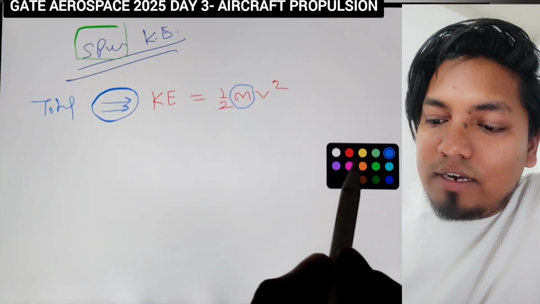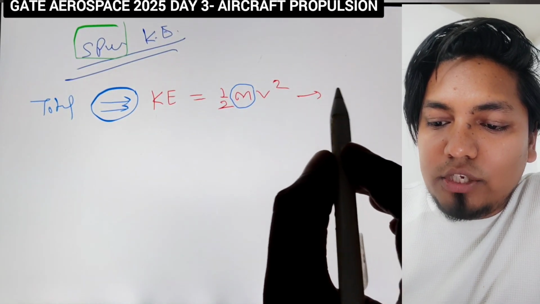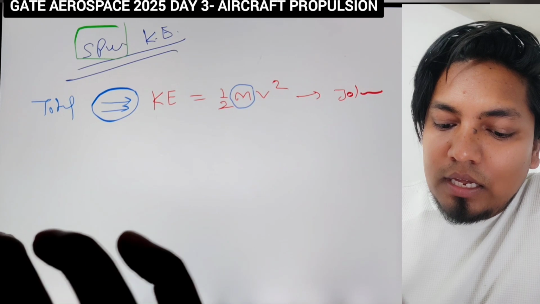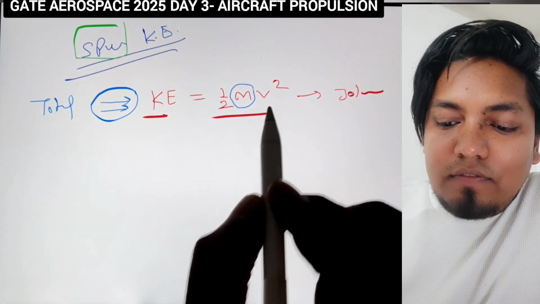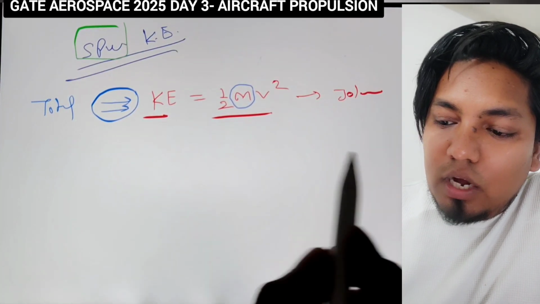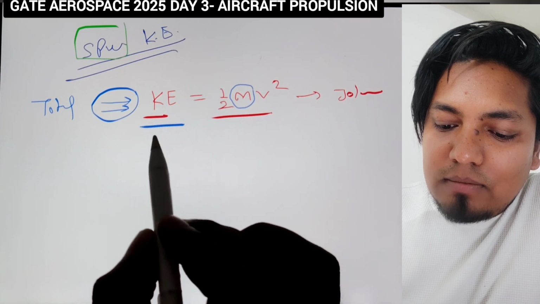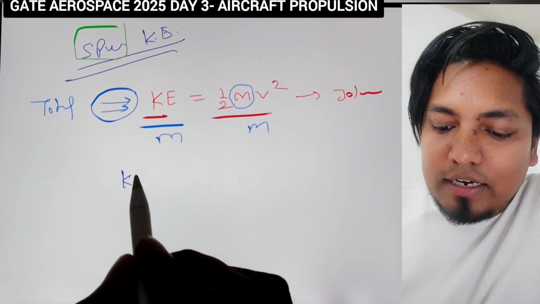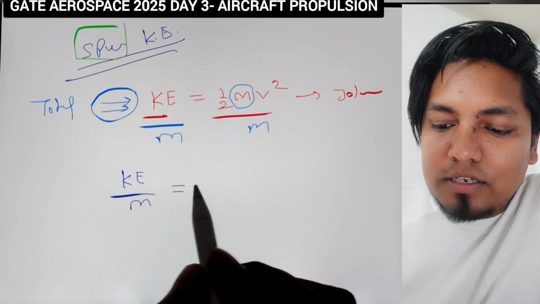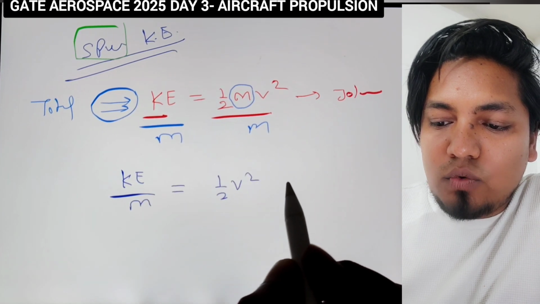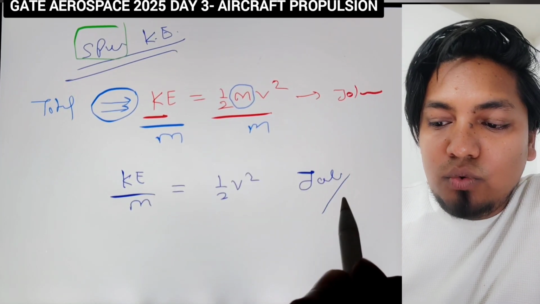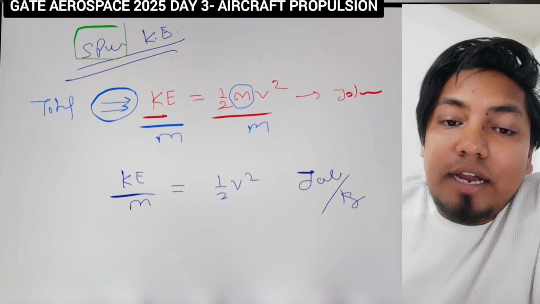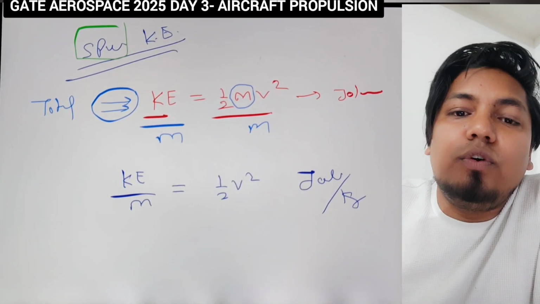Right now, what is the unit? Joule is the unit. So kinetic energy is half m v square, for the entire mass. Now let's divide this answer by mass, and this answer also by mass. Then what remains? Kinetic energy per unit mass is nothing but half v square. So now the unit becomes joule per kg. Many GATE students are weak in these kinds of unit changes.